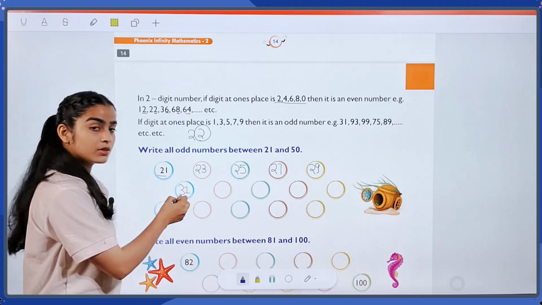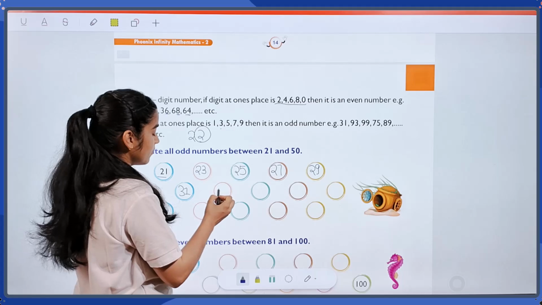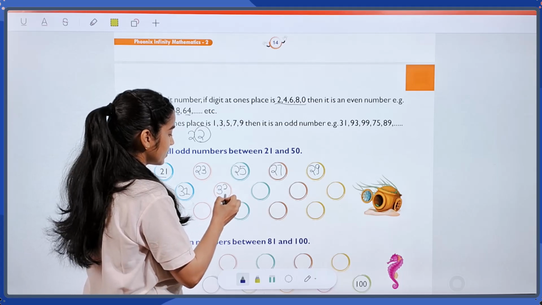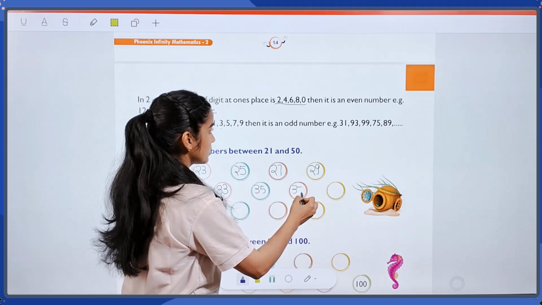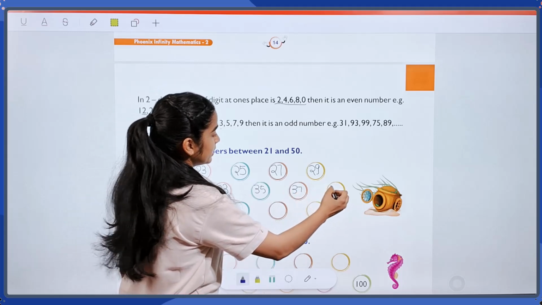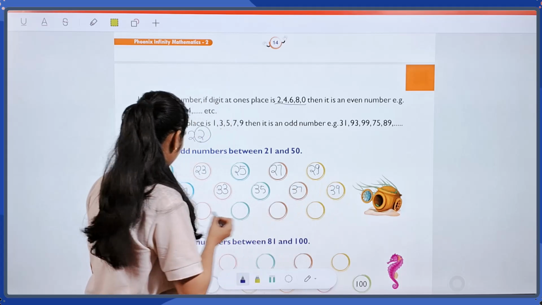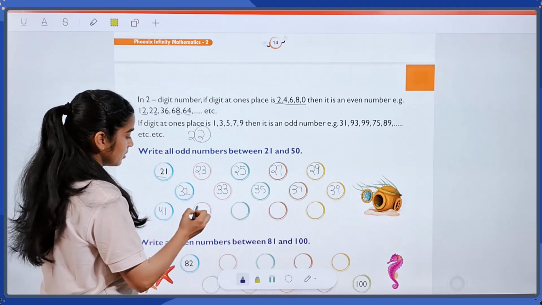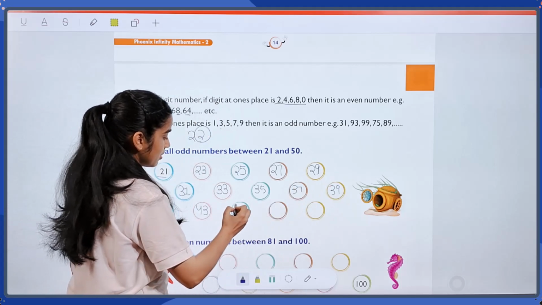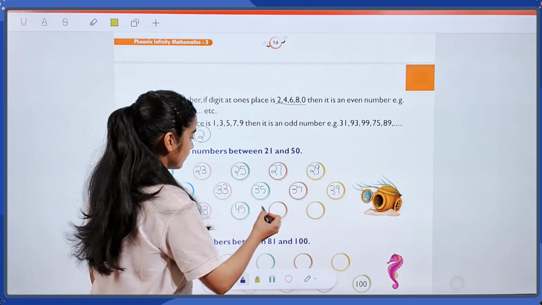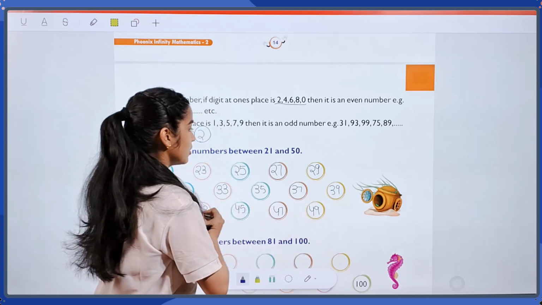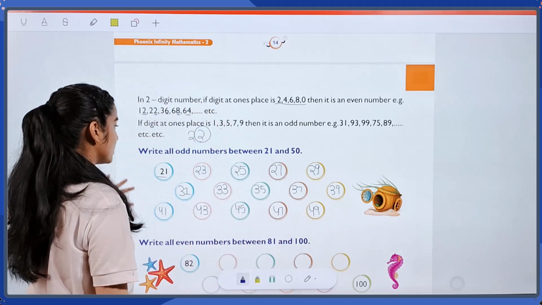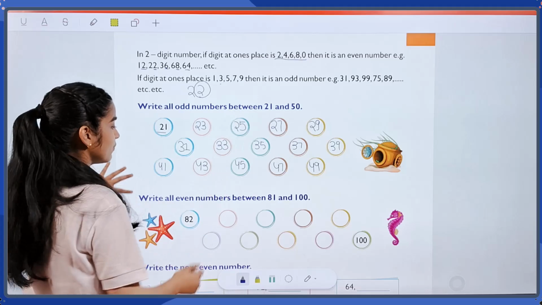What comes after 31? 32. So we do not take it. We take 33, 35, 37, 39, 41, 43, 45, 47 and 49. So these are the odd numbers we have between 21 and 50.